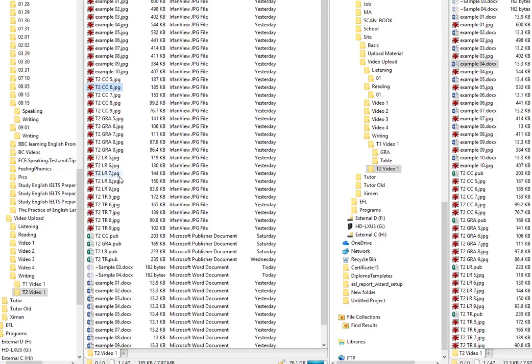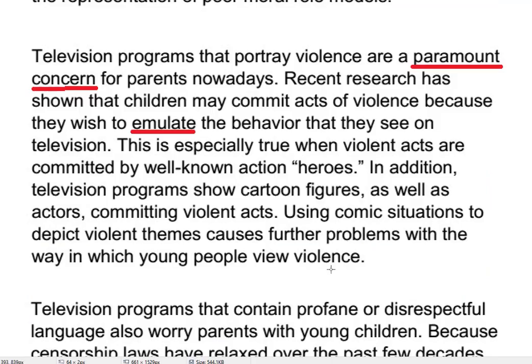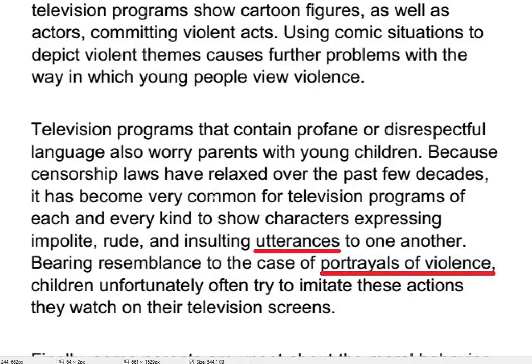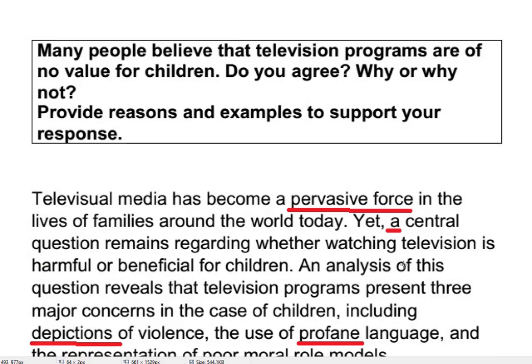Okay, let's see if 7 is justified. A sufficient range of vocabulary to allow some flexibility and precision. Some awareness of style and collocation. Some awareness. Where did we see that? Well, the paramount concern. That's an example. Portrayals of violence. 7 might do it, yeah.